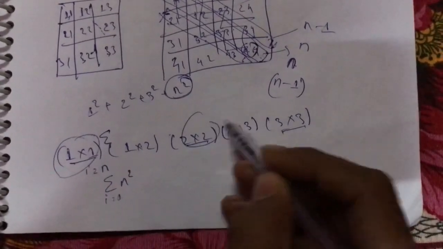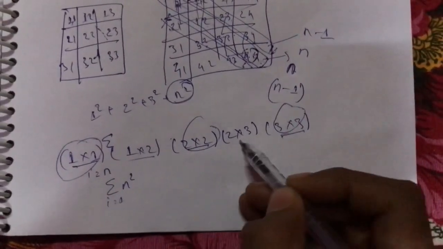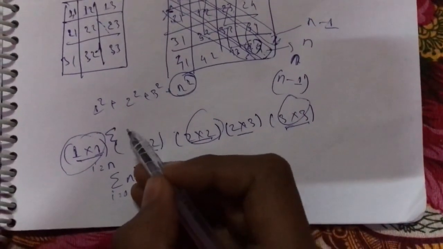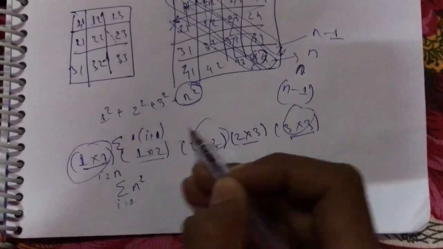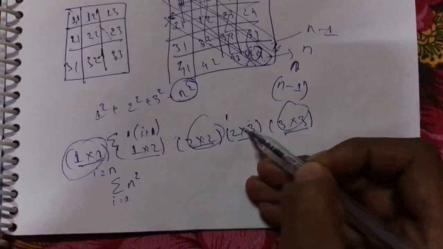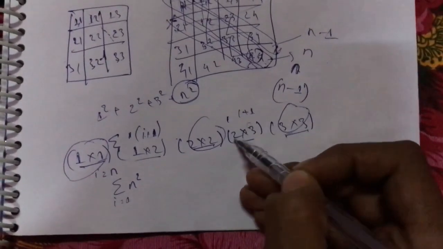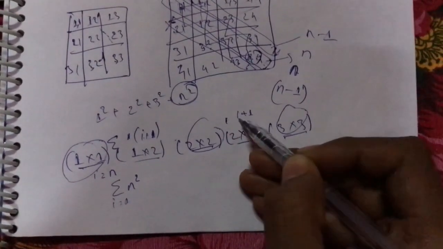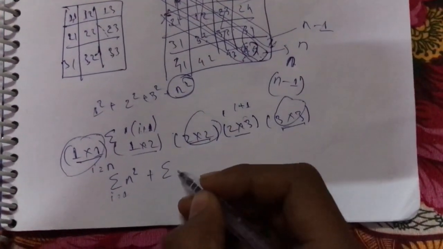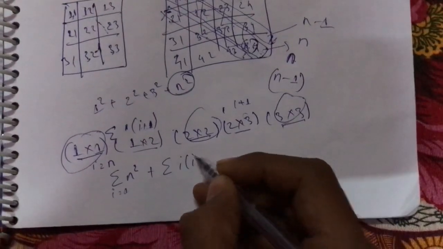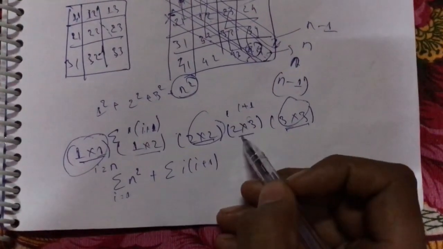Now what is the remaining thing? The remaining thing is these two. We can see that if it is i, then it is i plus 1. Okay, if it is i, then this 3 is i plus 1. Let's suppose this i is 2, so this 3 is 2 plus 1, equals 3. So we can write here i cross i plus 1.